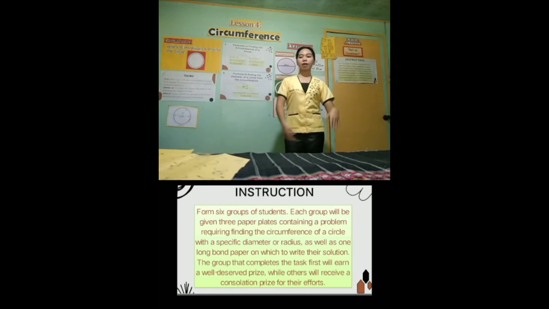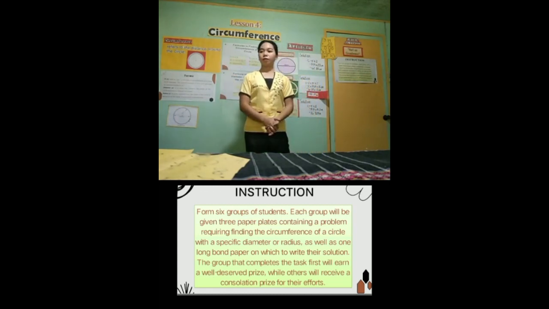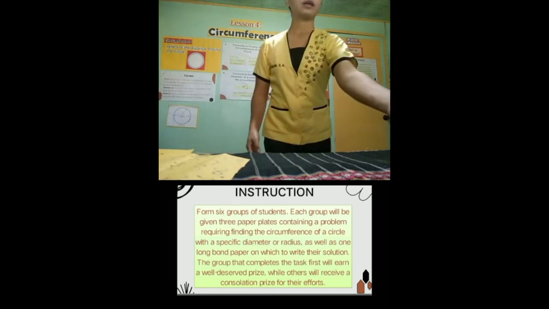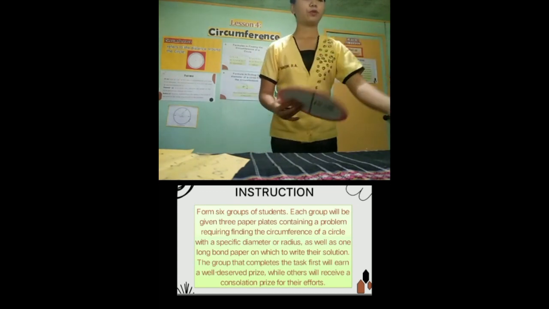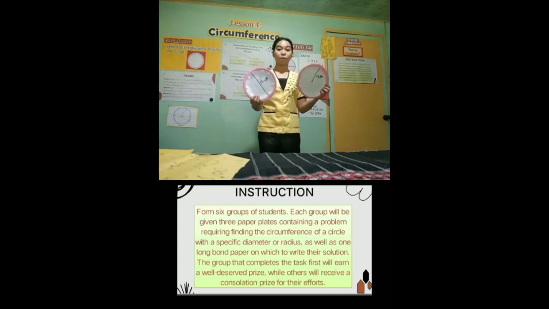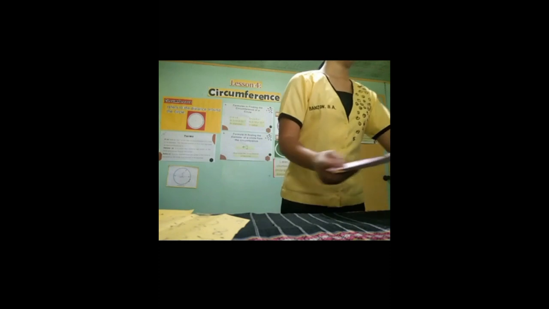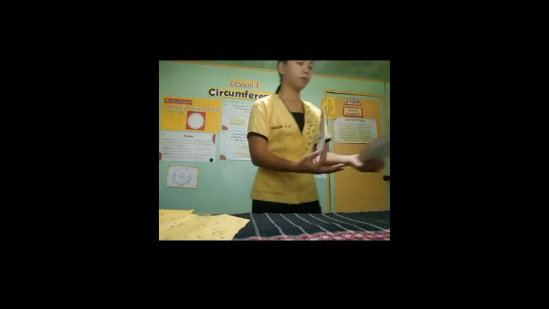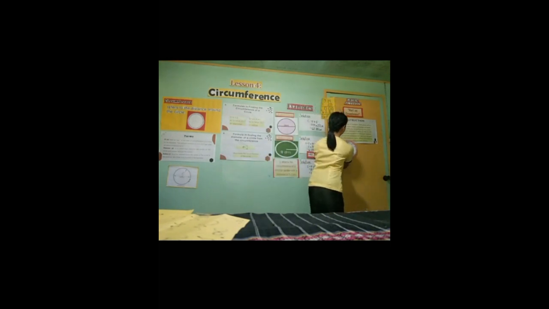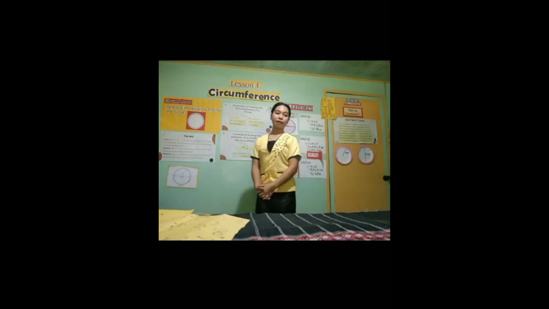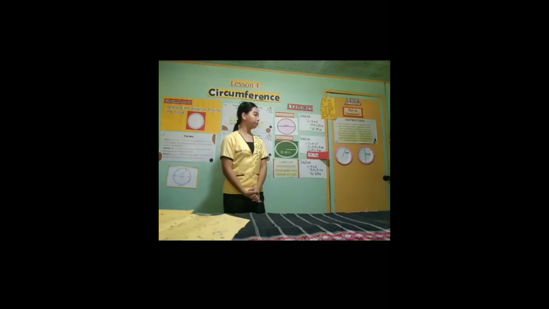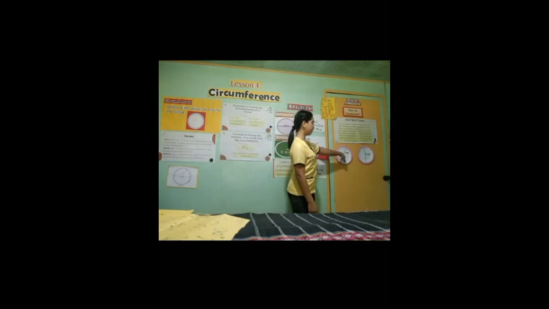So 1, 2, 3, and 1, 2, 3. All right, I will give you paper plates for you too. This one is an example. All right. So as you can see in your paper plates there, it's just like this.